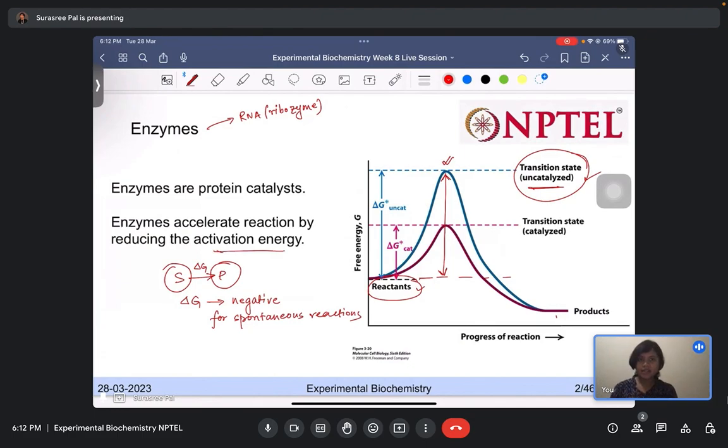Now this barrier is much higher when there is no enzyme, but we can see that when there is presence of enzyme, that means catalyzed, then this is the barrier, or this one, right?